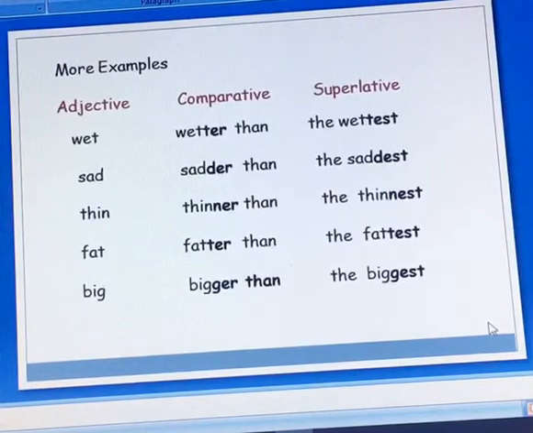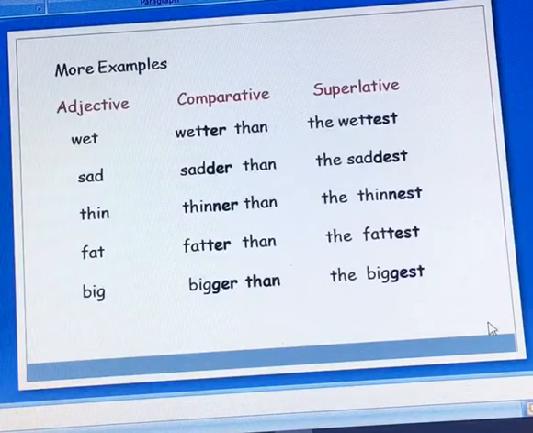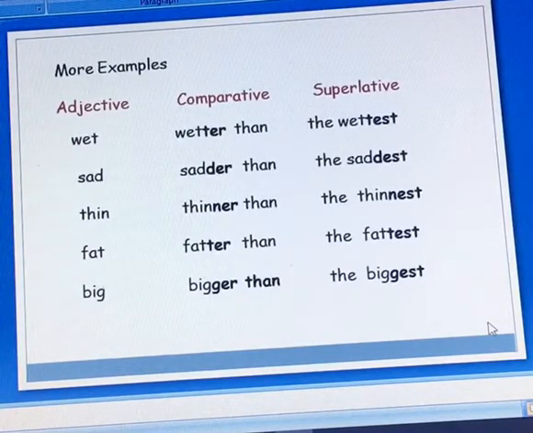More examples. Wet, wetter than, the wettest. Sad, sadder than, the saddest. Thin, thinner than, the thinnest. Fat, fatter than, the fattest. Big, bigger than, the biggest. We doubled the last consonants of these adjectives and we added er.